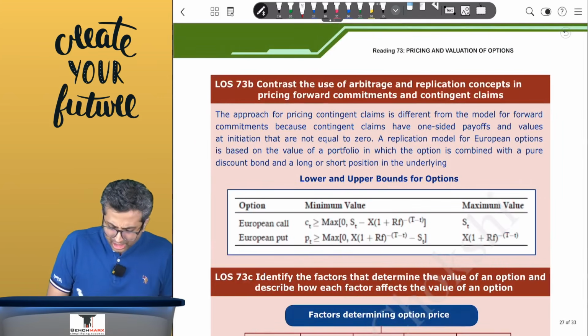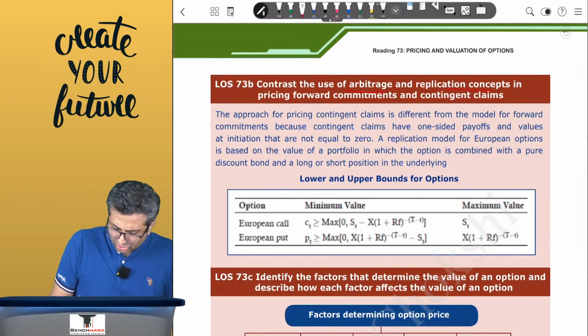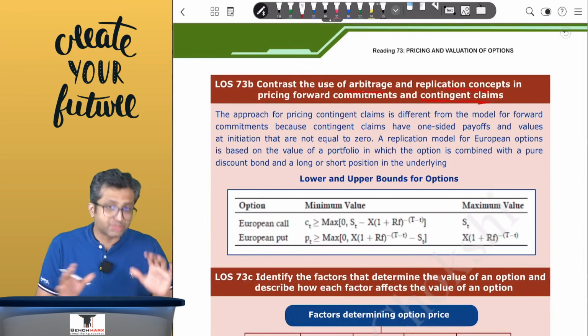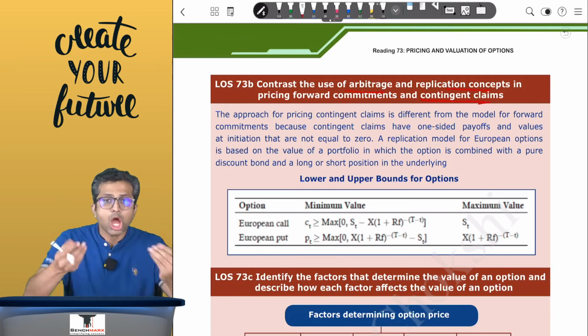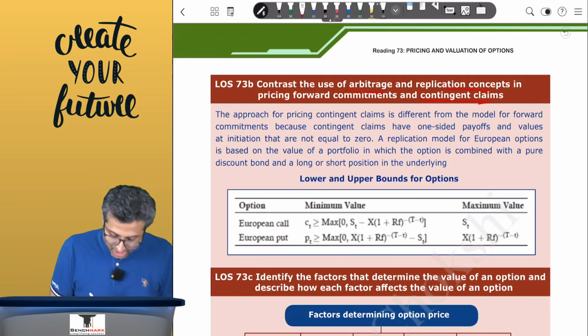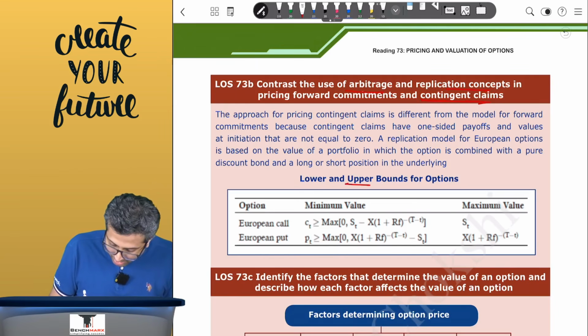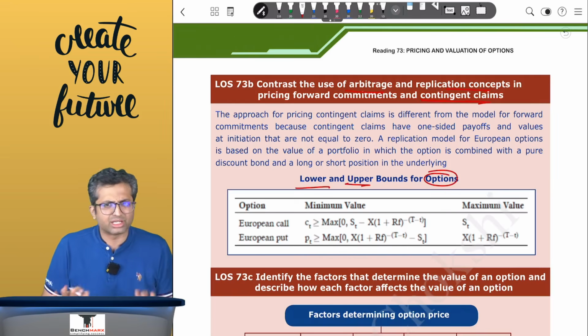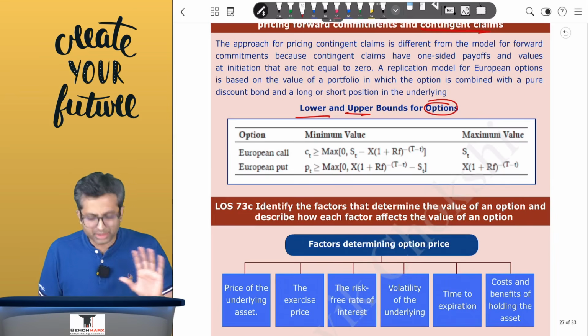Okay, contrast the use of arbitrage and replication on contingent claims. Basically, there's a lot of theory on this particular section, but largely what you should try to remember intuitively is the lower and upper bounds for options, and they've mentioned that even if you understand and remember this, that is sufficient.